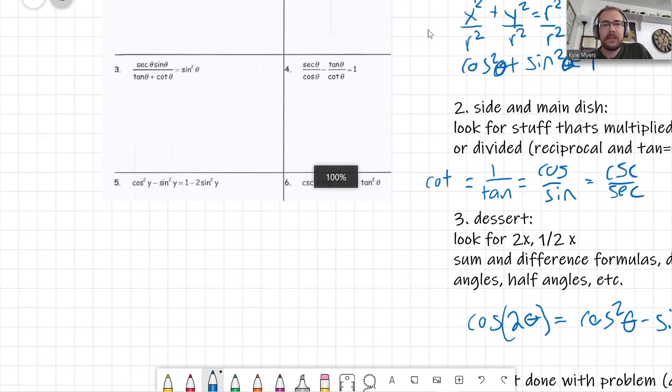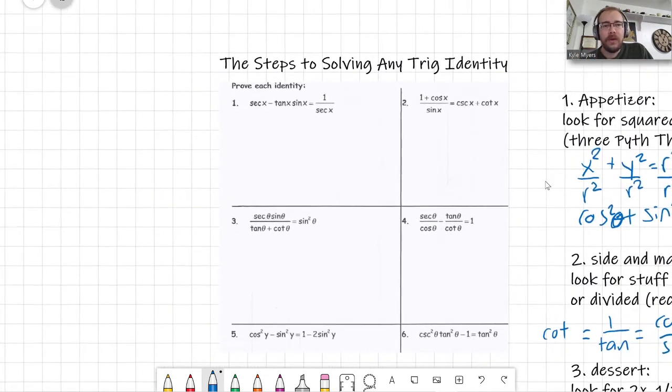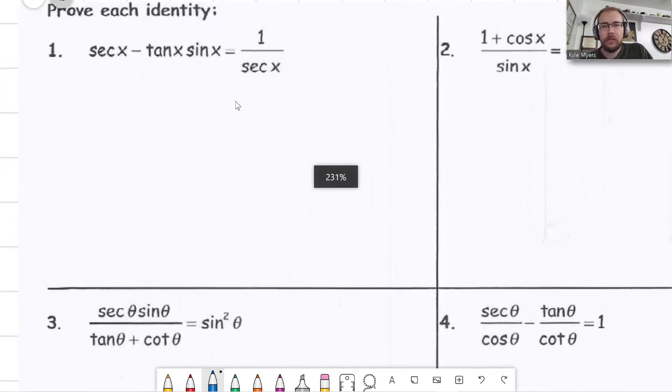Then there you go. So let's go ahead and look at problem numero uno over here. I'm going to zoom way in. Oh, I don't want to move this over actually.